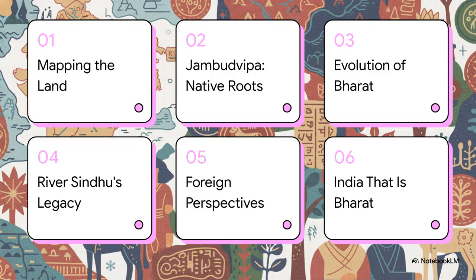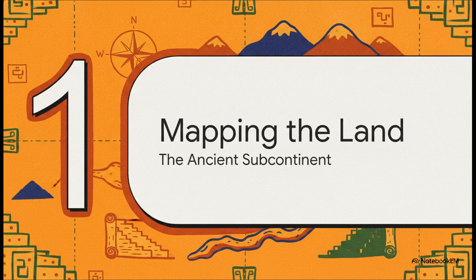So, here is our ancient travel itinerary. We're going to cover mapping the ancient land, Jambudvipa and its native roots, the evolution of Bharat, the river Sindhu's legacy, cross-cultural naming perspectives, and finally, India that is Bharat. Starting off with Section 1, Mapping the Ancient Land.